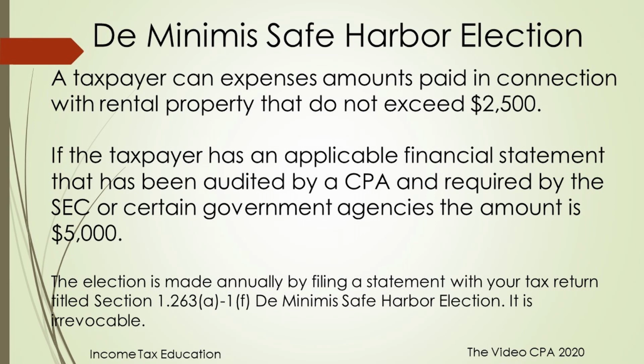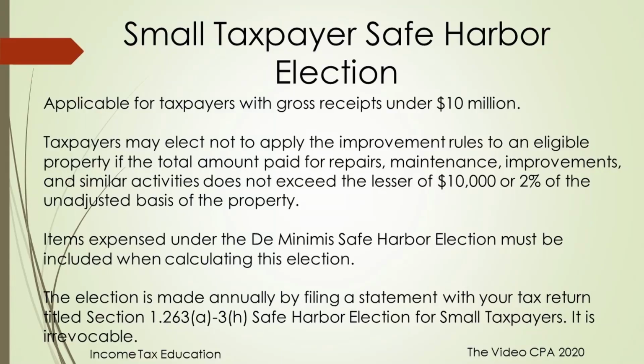An additional election for those who own rental property is called the small taxpayer safe harbor election. And that is for small taxpayers, meaning under $10 million. So I'm sure most of you will feel this is applicable to you. Now, basically what this says is that you can write off in any 1 year, and you do have to elect this on an annual basis. And the election, again, is on the bottom of this slide.